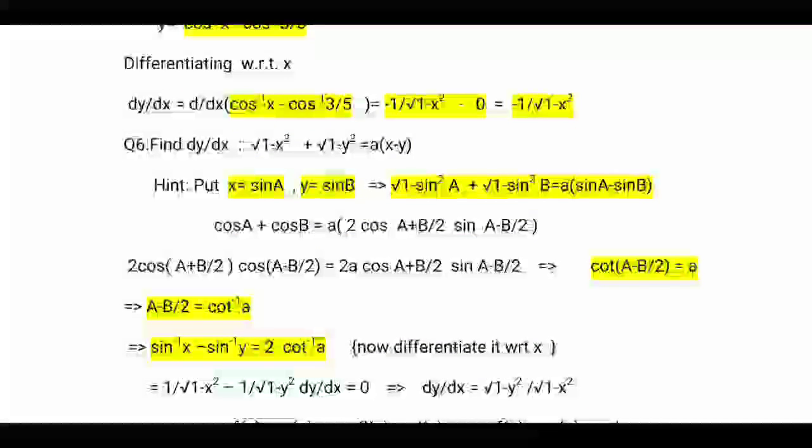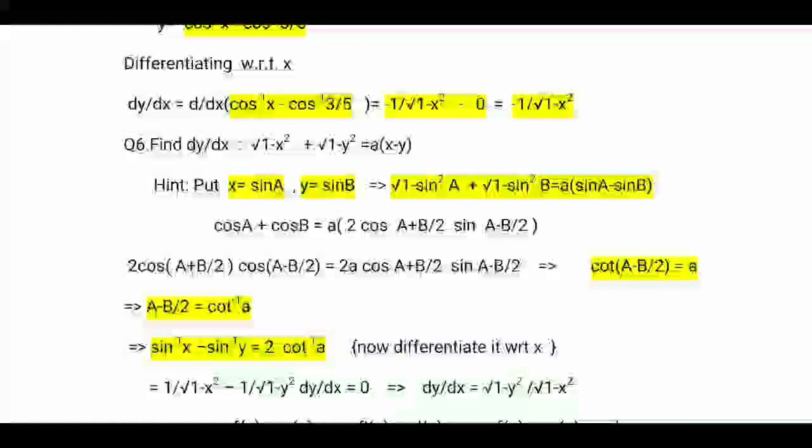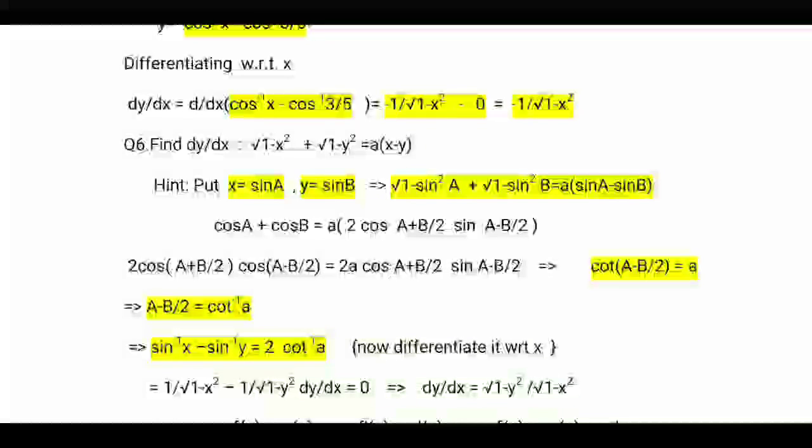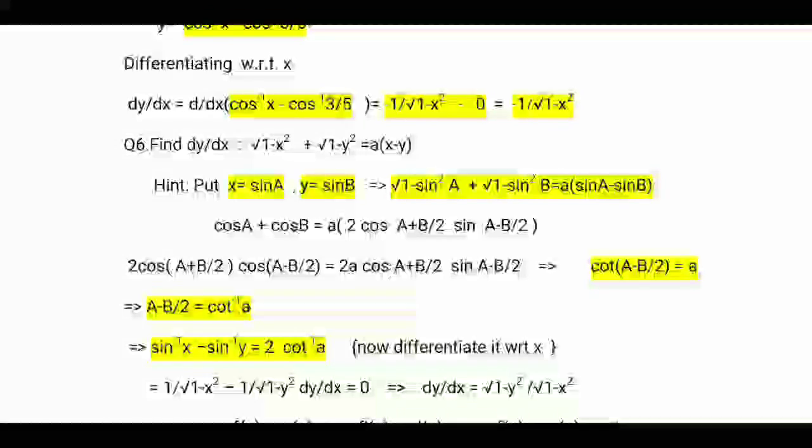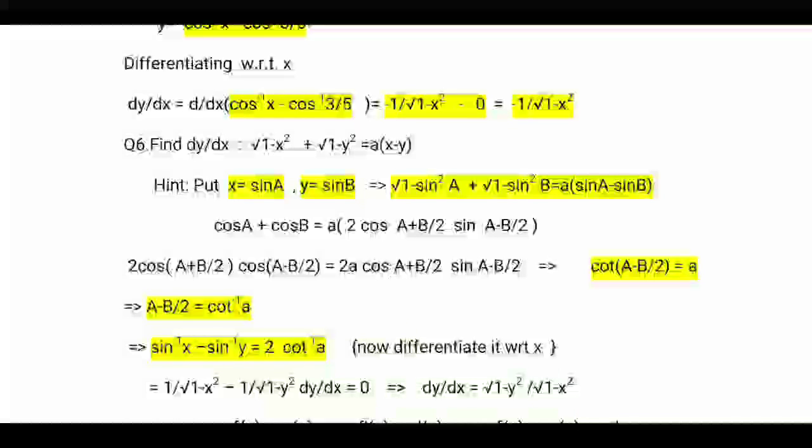Now here is a question. Find dy upon dx where under root 1 minus x square plus under root 1 minus y square is equal to a times (x minus y). Here we put x is equal to sin A and y is equal to sin B. So this will become under root 1 minus sin square A plus under root 1 minus sin square B is equal to a (sin A minus sin B).